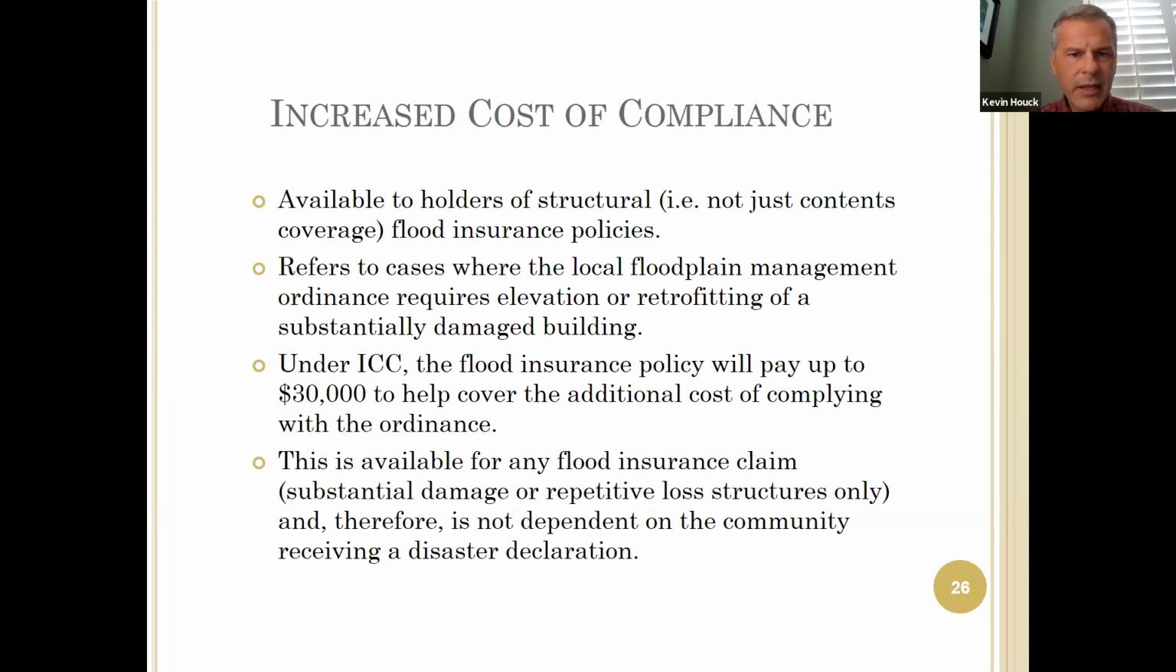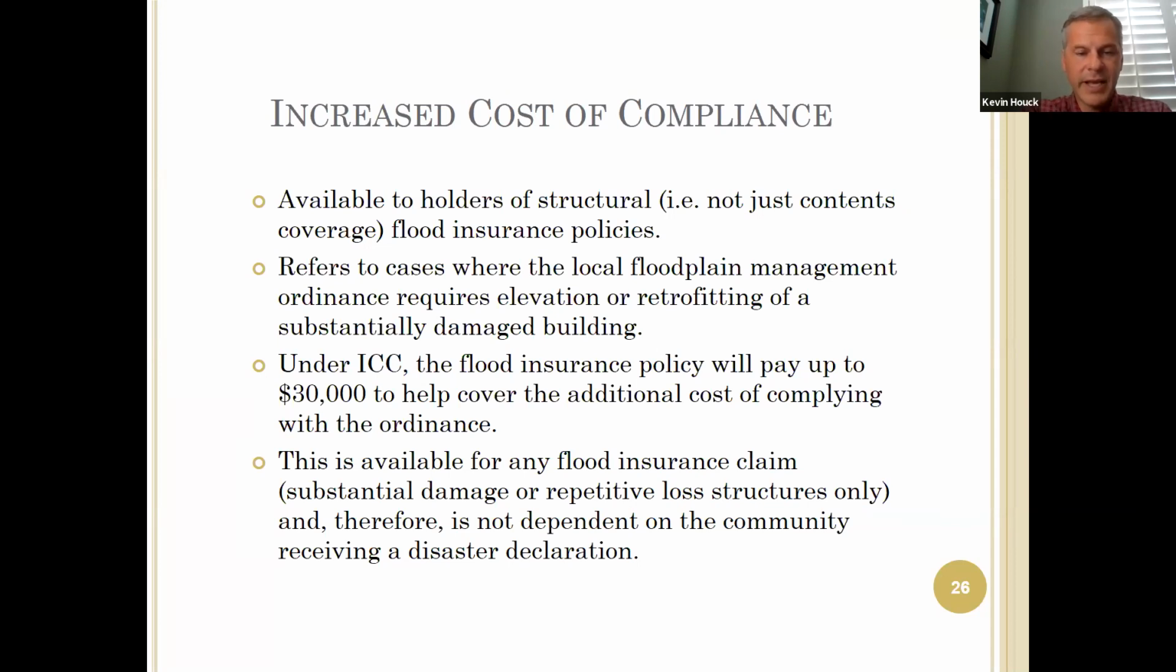Okay, so let me go through these bullets right here. It refers to cases where the local floodplain ordinance requires elevation or retrofitting of a substantially damaged building. The flood insurance will pay up to $30,000. It's been like that ever since I took this, so I don't know if that number's changed. Diana can comment on that when she needs to. It covers the additional cost of complying with the ordinance.